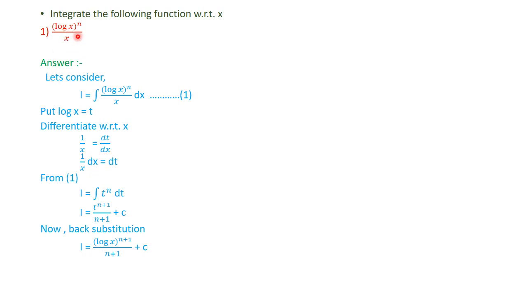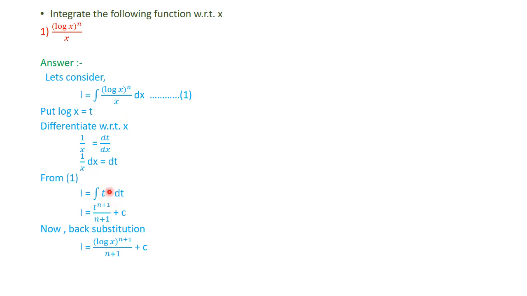Therefore, let us solve this example. Let us consider I is equal to integration of log x raised to n by x dx, say equation number 1. Now put log x is equal to t. Differentiate with respect to x. Then log x has derivative 1 by x and t has derivative dt by dx, which can be written as 1 by x dx equals dt. Therefore, after substitution, equation 1 becomes t raised to n, and 1 by x dx is equal to dt.